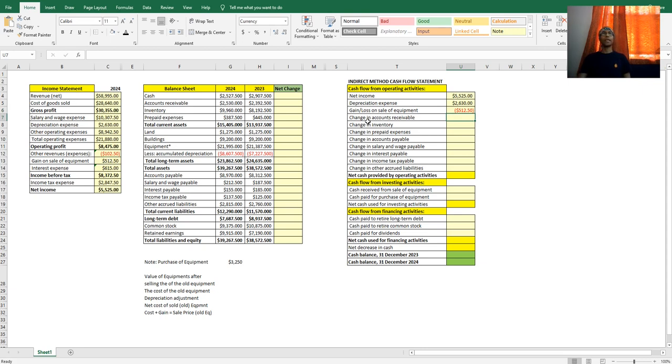Change in accounts receivable. Now we have to see if there is an increase or decrease, friends. Accounts receivable, 2530 minus 2392.5. There is an increase of receivables here, friends. So if the receivables have increased, this represents a net cash outflow. So the entry will be negative.